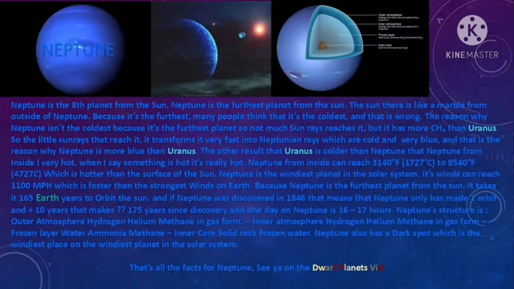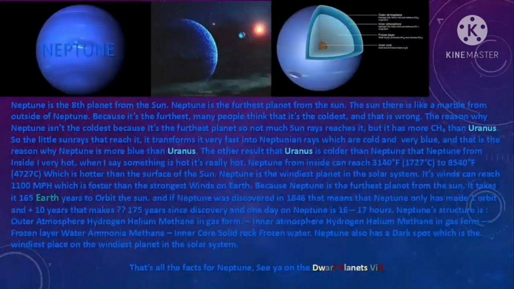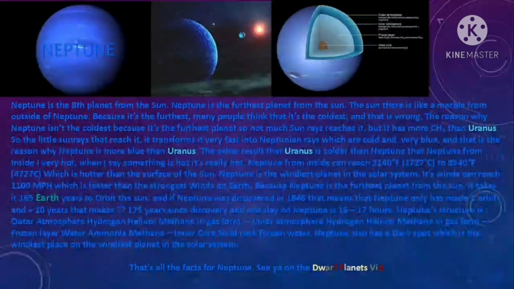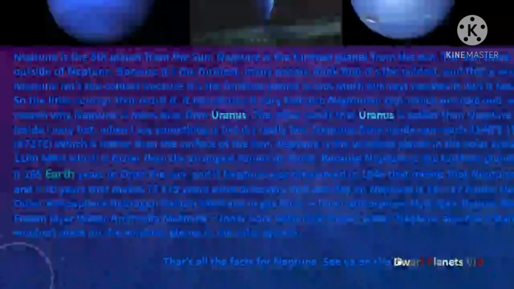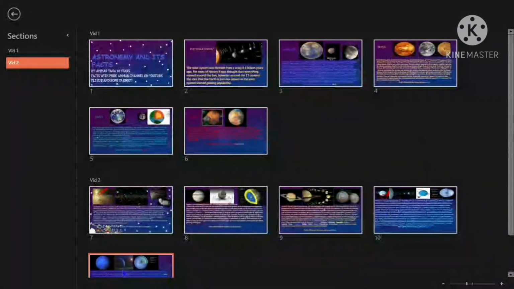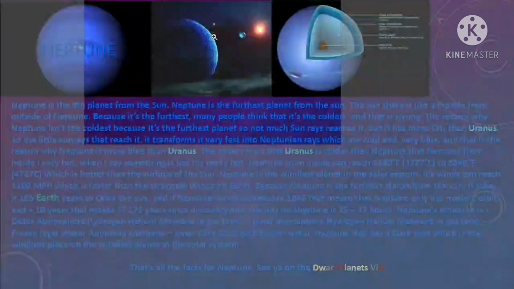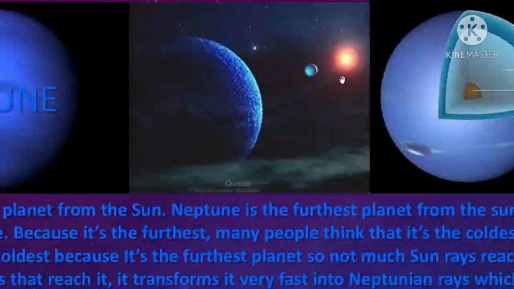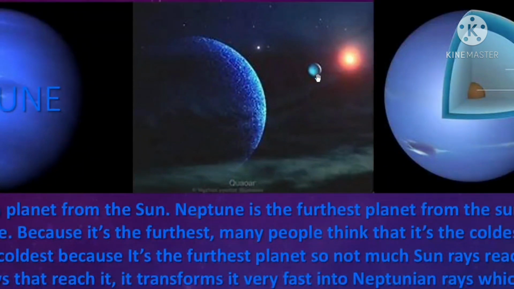This is my favorite planet, okay? Neptune is the 8th planet from the Sun. Neptune is the furthest planet from the Sun. The Sun there is like a marble from outside of Neptune. If you look closely, I'm going to make the Neptune bigger. Sorry, I made this wrong. Yeah, here, Neptune. Okay. If you look closely here, the Sun is like a marble from Neptune. Yeah, and this is Uranus.